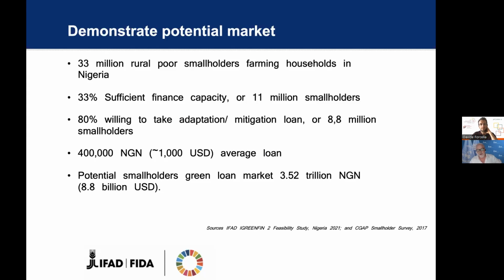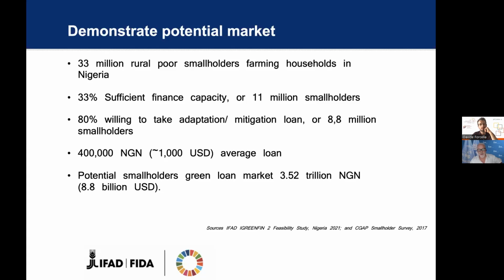But if there are 33 million rural poor smallholder farmers in Nigeria, and of these 33% have sufficient capacity to take a green loan, that's about 11 million potential loans. And of these, 80% are willing to take an adaptation mitigation loan, about 8 million smallholders. And if they take an average loan of about $940 or 400,000 Naira, which is about the average cost of the green types of loans, you'd see the market is around 8.8 billion USD.